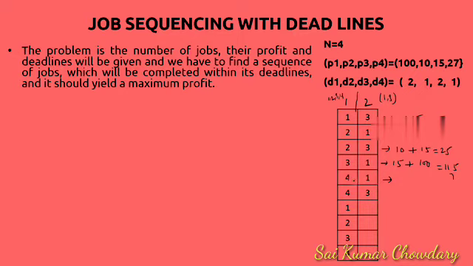Now I'll go to the fourth one. Fourth job is first, if I take like this, 27, first job next 100. So totally the value is 127. Next 4 3, that means fourth job first, third job next. Yes, I can take. So the profit is 27 plus 15, totally 42.